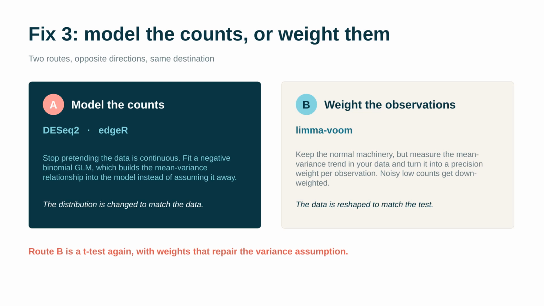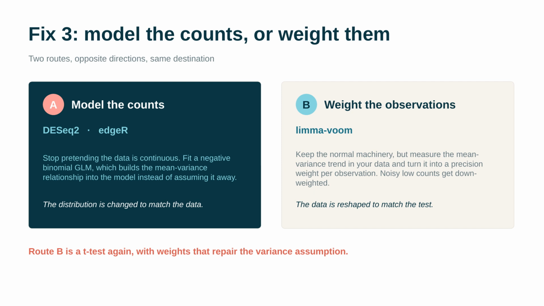2 fixes, and they take opposite routes to the same place. Route 1. Stop pretending the data is normal, and model the counts as what they are. There's DESeq2 and edgeR. Both fit a negative binomial generalized linear model, which builds the mean variance relationship into the model rather than assuming it away. Route 2. Keep the normal machinery, but tell it which observations to trust.